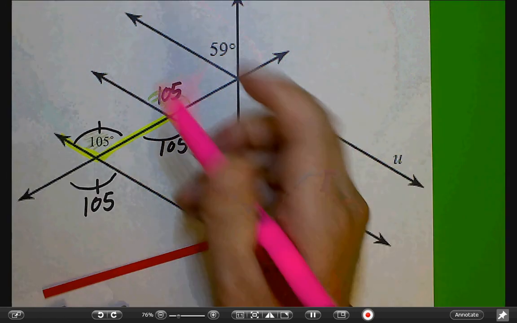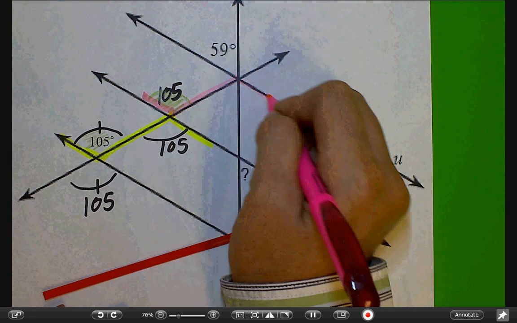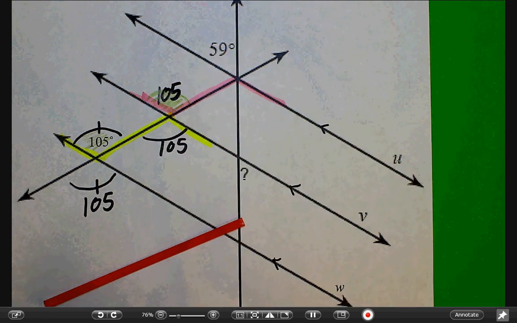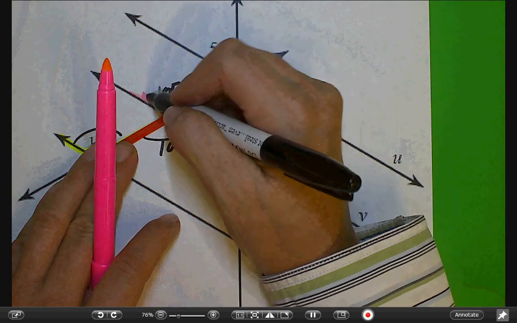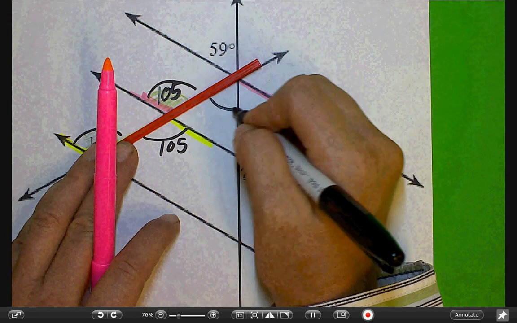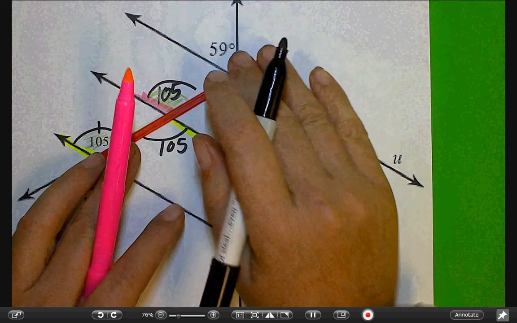Then I have here another armpits of the Z. Armpits of the Z. Careful here. Watch very carefully. There's our stir stick. So this is 105. That means all the way from here to here is 105. That's our armpits of the Z.